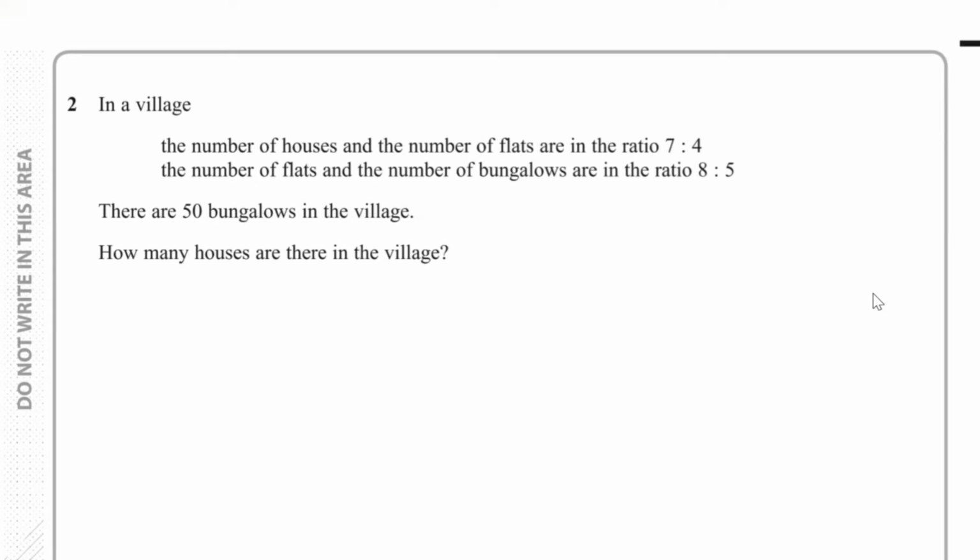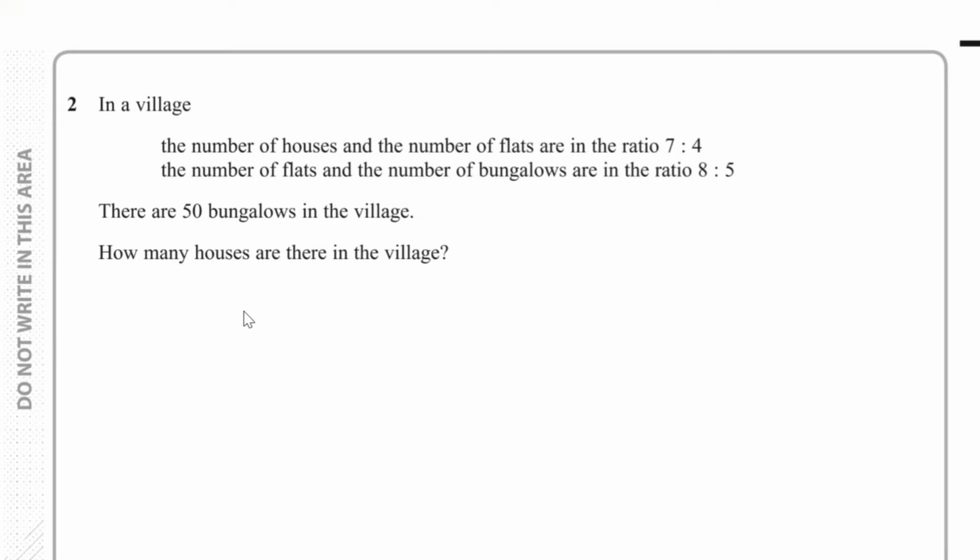Question number 2. In a village, the number of houses and the number of flats are in the ratio 7:4. The number of flats and the number of bungalows are in the ratio 8:5. There are 50 bungalows in the village. We have to find out how many houses are there in the village. To do this question, we need to find the ratio houses to flats to bungalows.